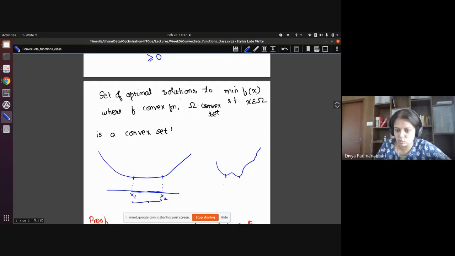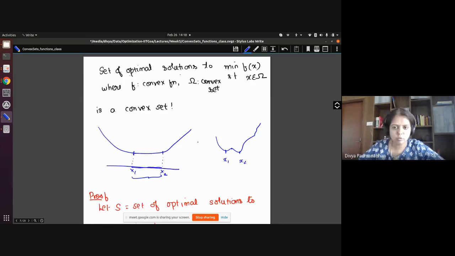Okay, so something like this is not acceptable. Here, this is one minimum, and this is another minimum. Both of them have the same value, same objective, but something in between is not optimal, right? Like for example, this is not an optimal point. So this kind of behavior will not happen for these kinds of functions. Okay, so the proof is quite simple.